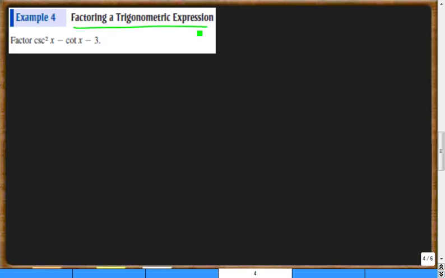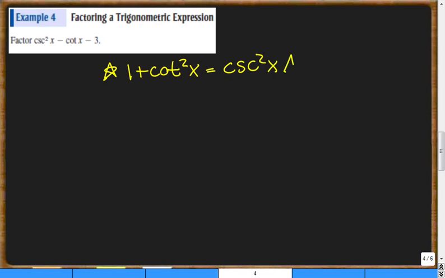Okay, so factoring using a trigonometric expression. Okay, so I have to figure out a way to factor this. So the problem here is that cosecant and cotangent aren't the same kind of base function, so I've got to convert one or the other. Just so happens that I know from our trigonometric identities that 1 plus cotangent squared of x equals cosecant squared of x. So I can convert this cosecant into a cotangent if I want.